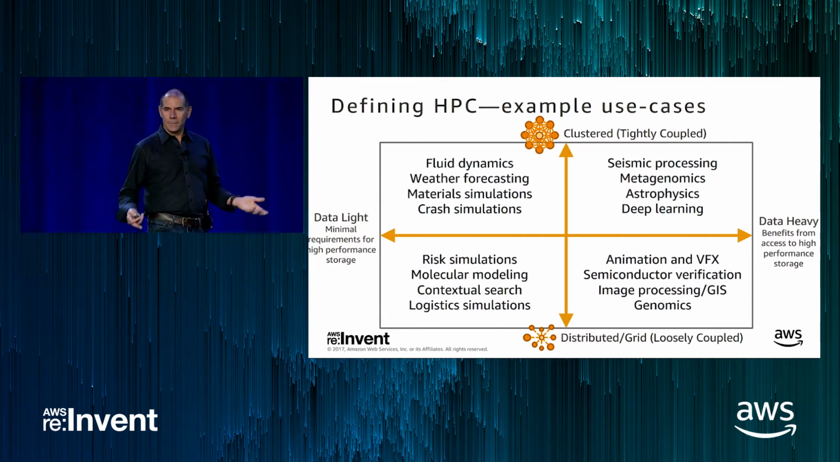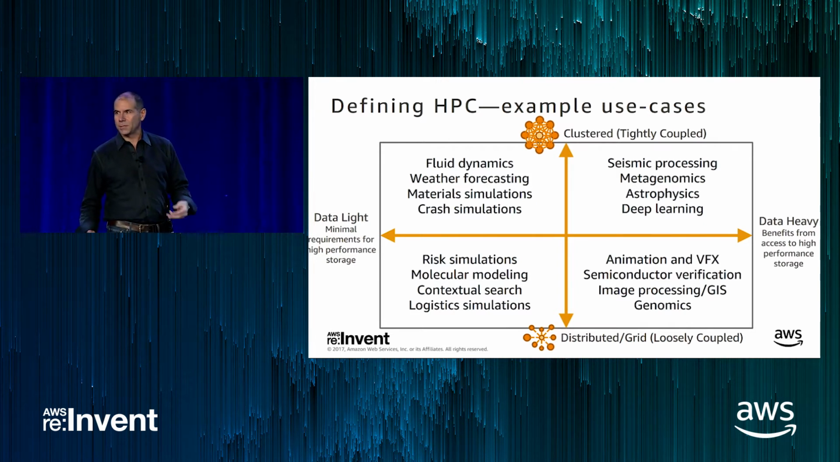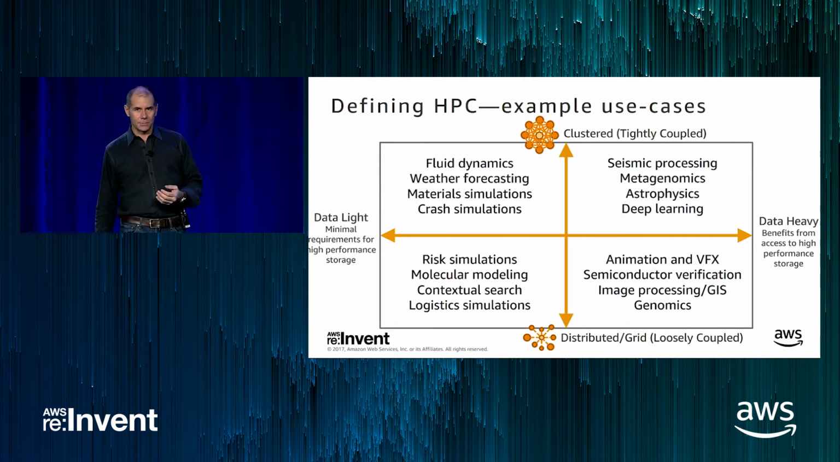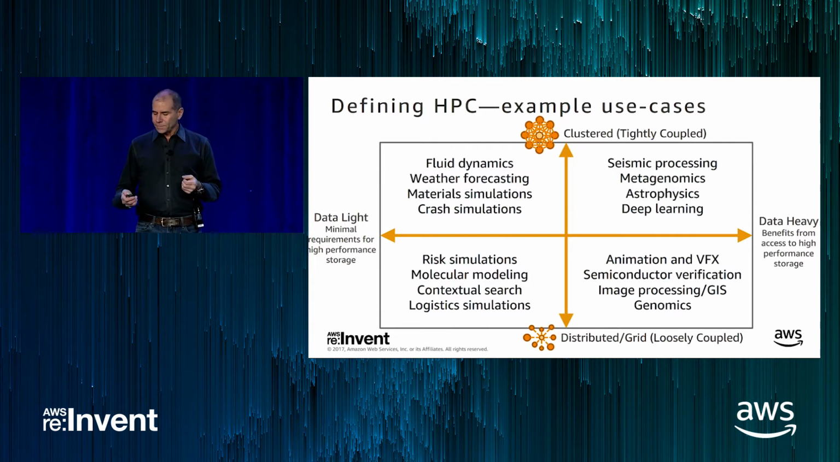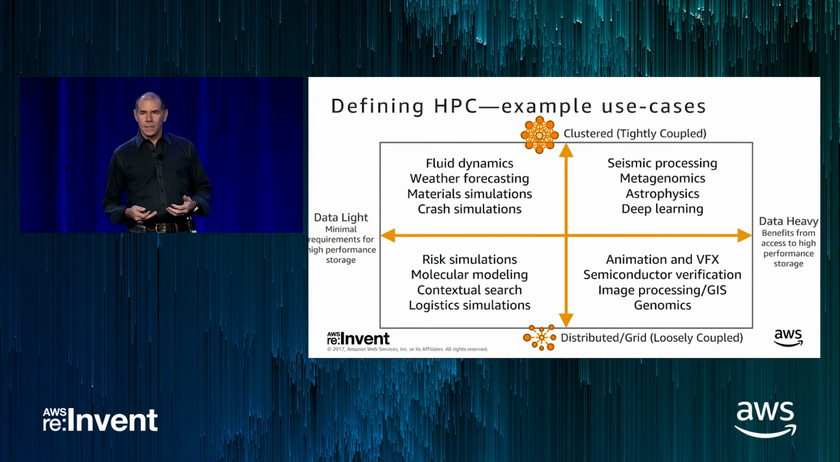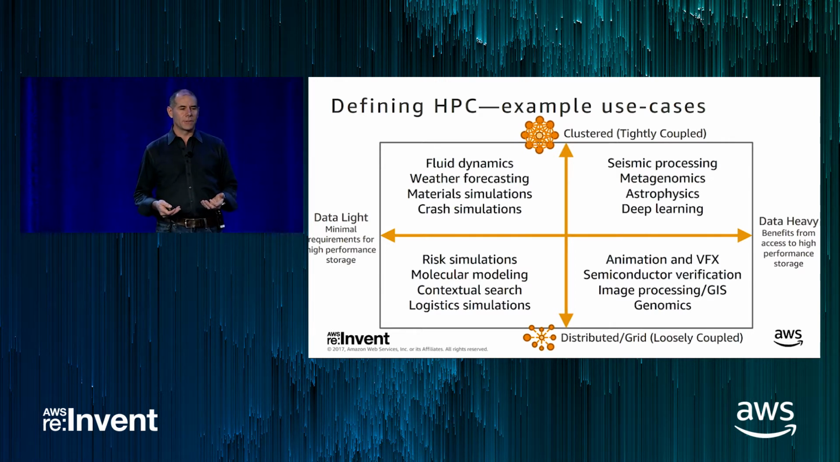So fluid dynamics, for example, or structural simulations, weather simulations. These are traditionally HPC codes that you find running in supercomputing centers around the world that are really dominated by network performance. And if you go to the bottom, these are grid computing workloads that tend to be embarrassingly parallel or pleasingly parallel, right? They don't require so much network traffic.